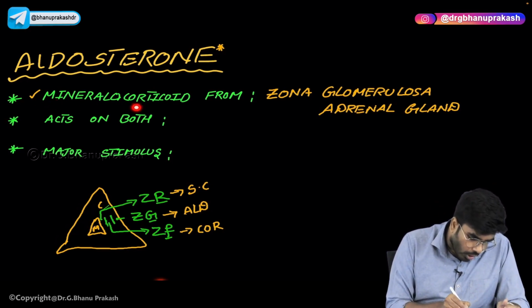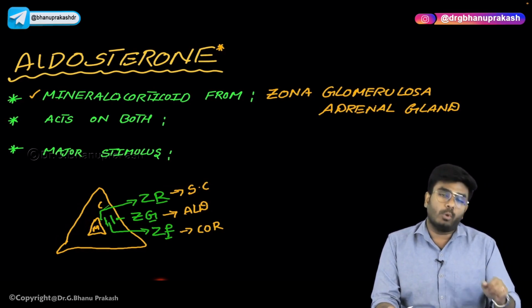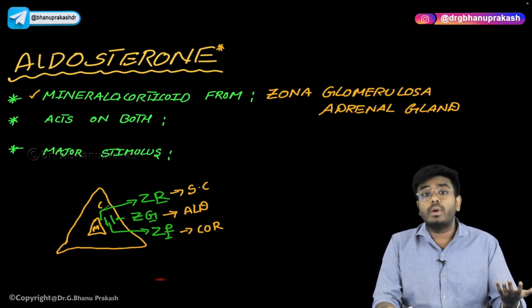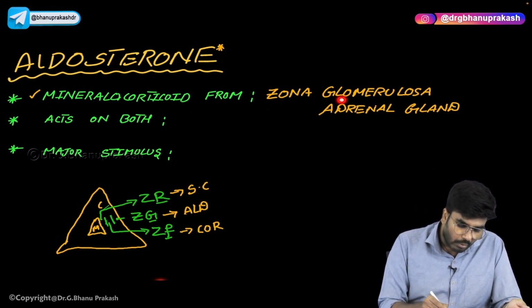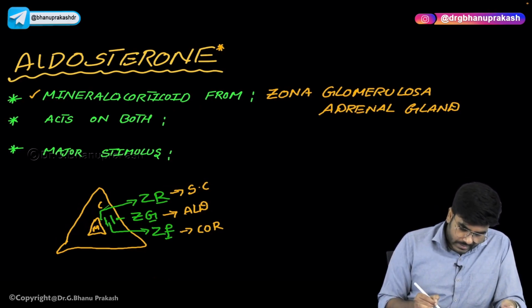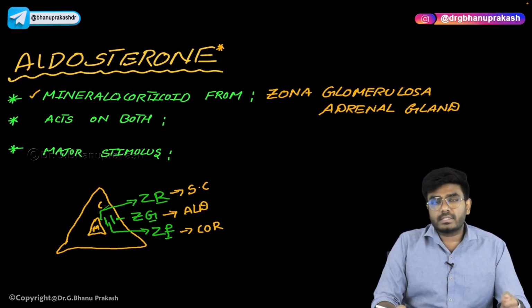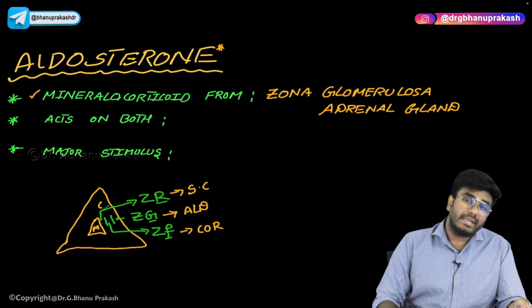Why are we calling it a mineralocorticoid? Because it is associated with mineral metabolism. Which mineral metabolism? Sodium metabolism. It's a mineralocorticoid which comes out of the adrenal gland. Now what will it do? This aldosterone will act on the collecting ducts. On which cells? Is it going to act on principal cells, or on the intercalated cells?